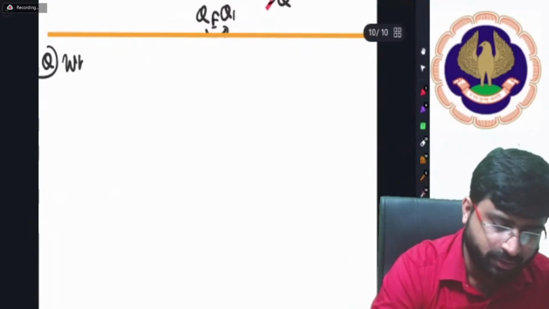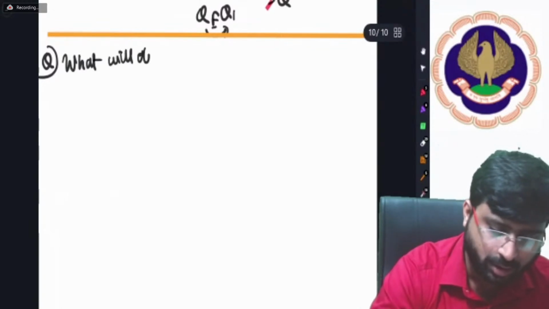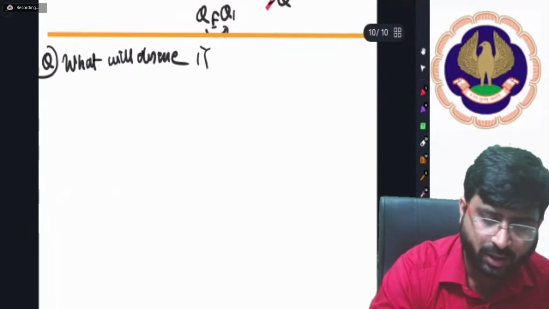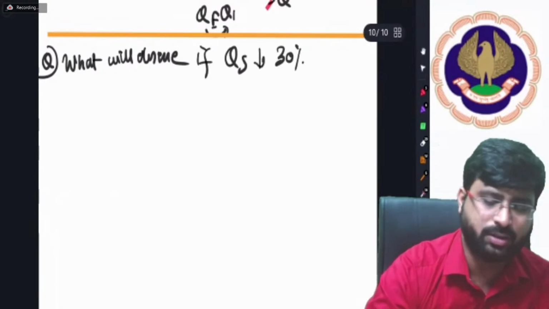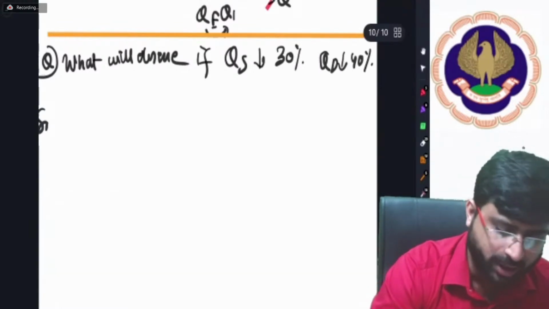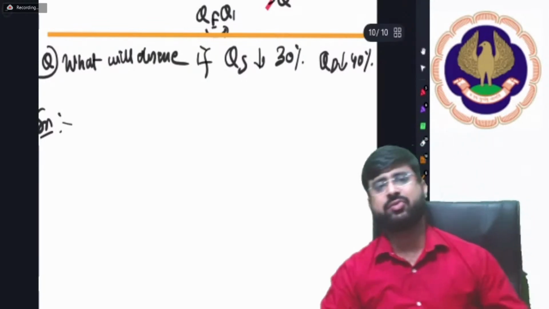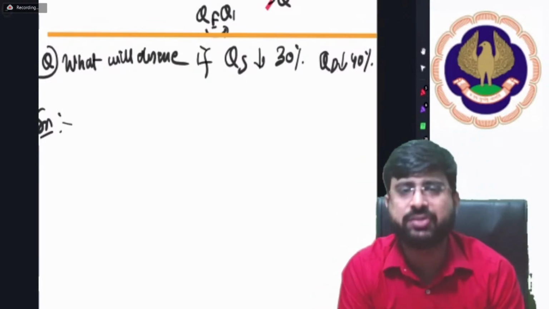What will you observe? Observe if quantity supplied falls by 30%, quantity demanded falls by 40%. Come on, everybody. Your answers, please. You can draw the diagram, you can try it out, but answers, please. Come on, friends.